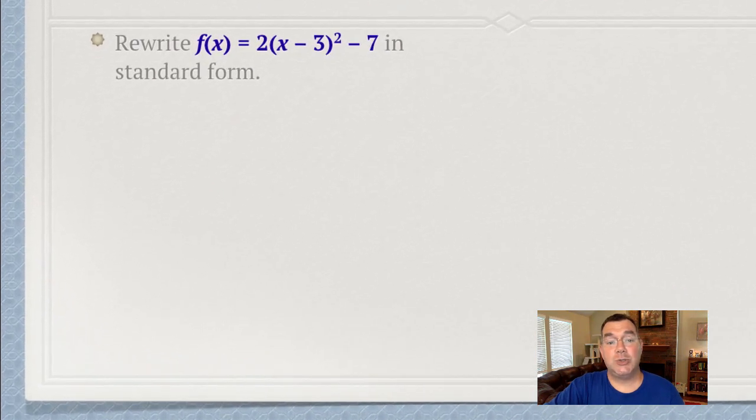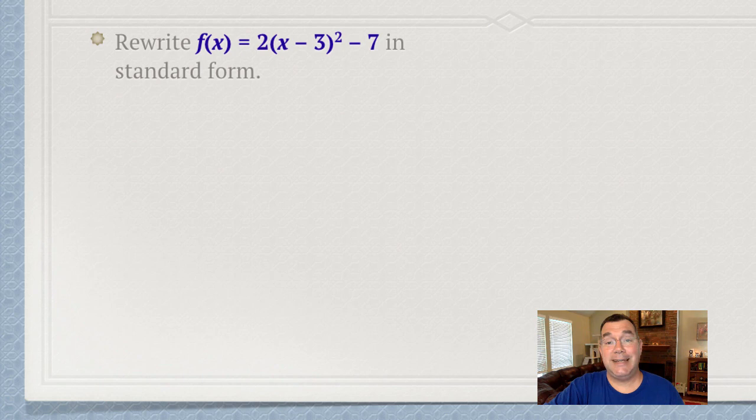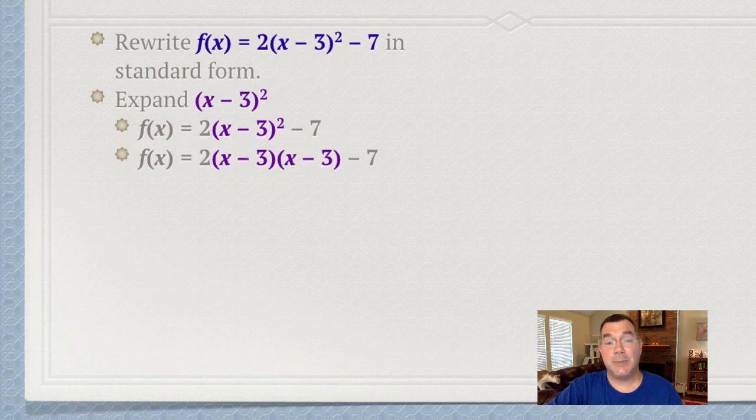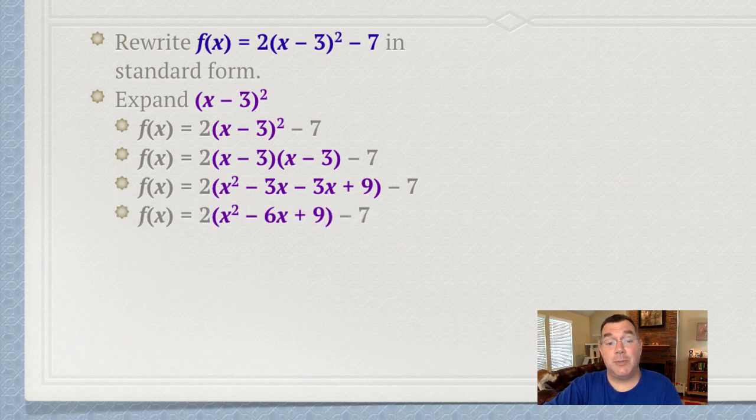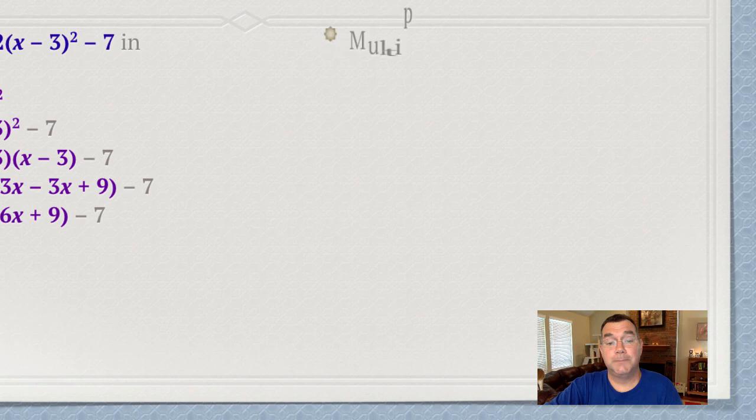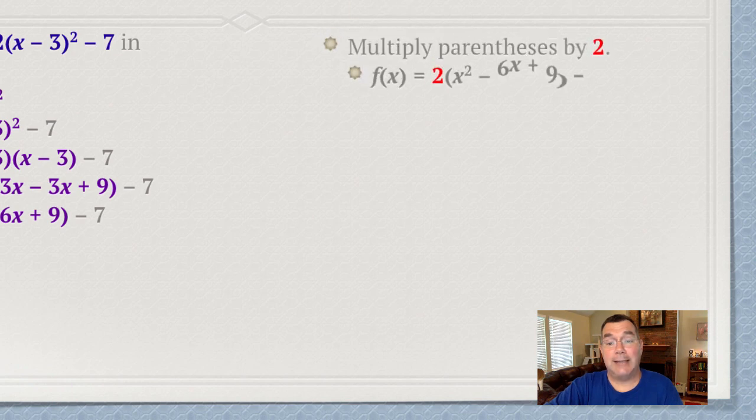We need to rewrite 2 times x minus 3 squared minus 7 in standard form. So the first thing we do is we square x minus 3, meaning multiply x minus 3 times itself. All right? So that is x minus 3 times x minus 3, and if you FOIL that out or use distributive property, that is x squared minus 3x minus another 3x plus 9. The next step is to multiply that by 2, and I will get 2 times x squared minus 6x plus 9, and that is 2x squared minus 12x plus 18.